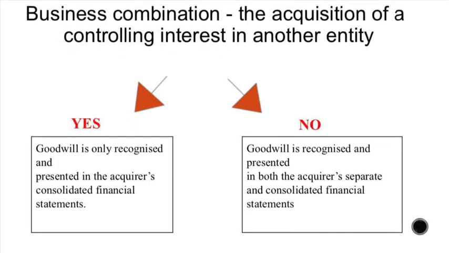In a business combination, the acquisition of a controlling interest in another entity, goodwill is only recognized and presented in the acquirer's consolidated financial statements, and is not recognized in both the separate and consolidated financial statements.